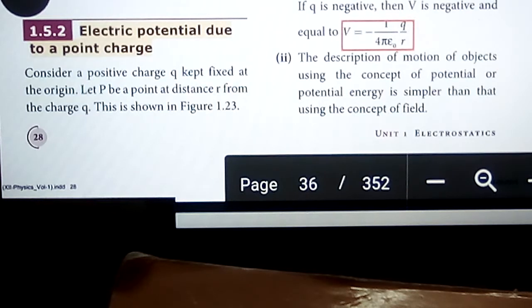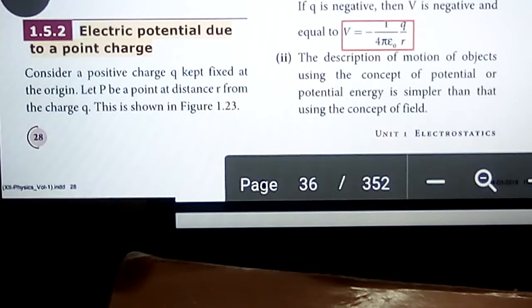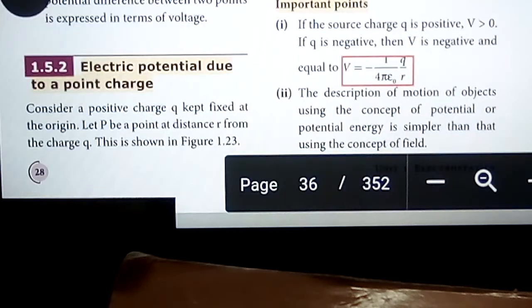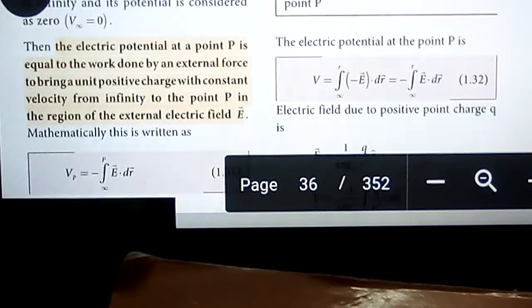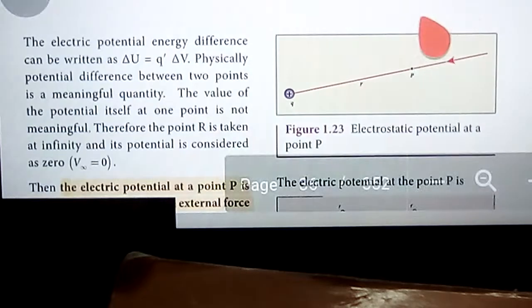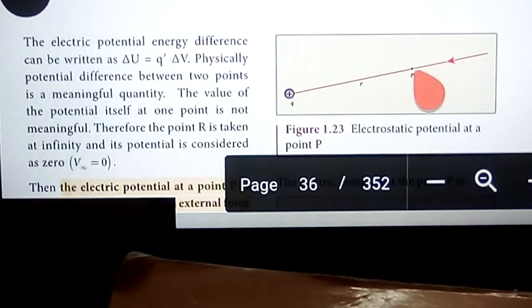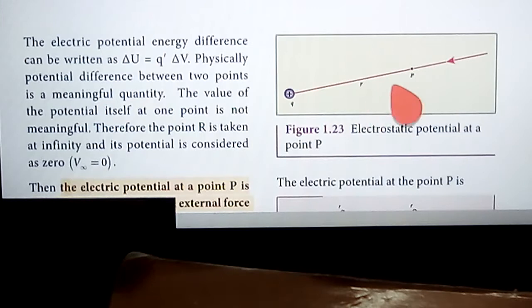In this topic, we are going to see the electric potential due to a point charge. So you should first consider a positive charge Q which is kept fixed at the origin, and P is a point at a distance r from the charge Q, and that is shown here in the diagram. So here is the positive charge and this is the point which we have to consider, and that point is at a distance r from the origin.